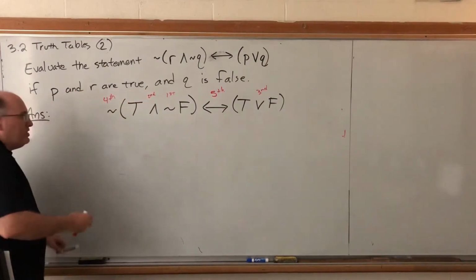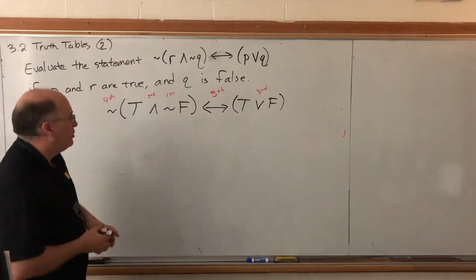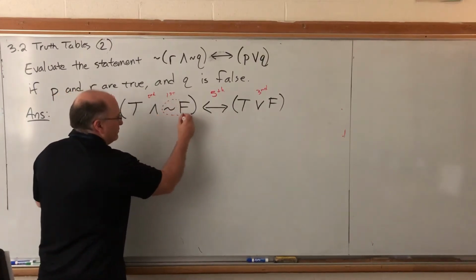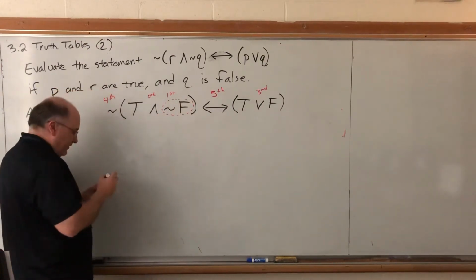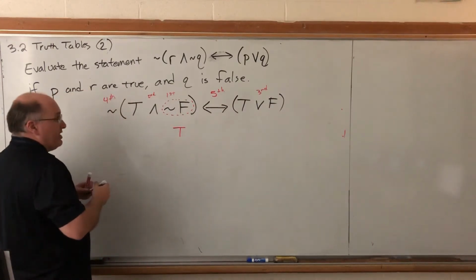Now, when you evaluate part of an expression, you leave the rest of it alone. So we're going to start by evaluating this negation. The negation of false is true. And everything else is left alone.